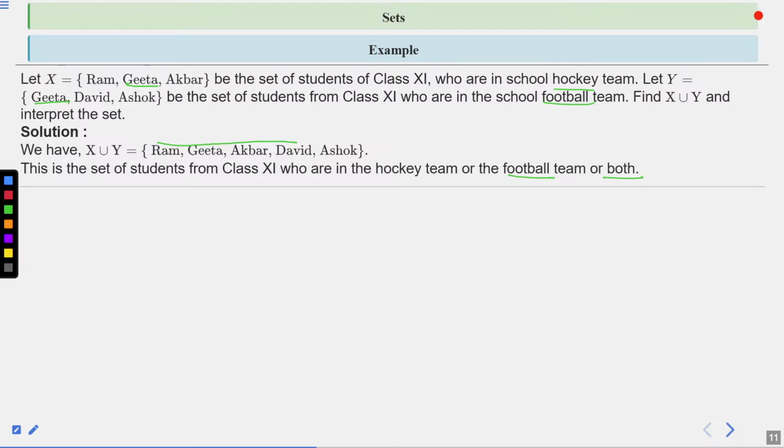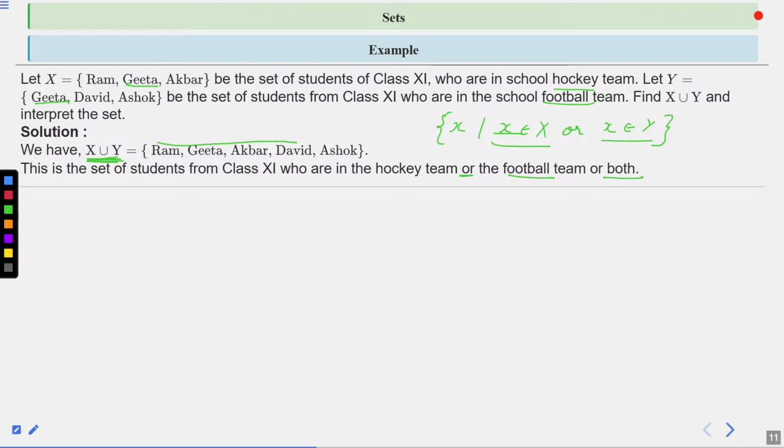So we used this because of the union definition. If you paid attention to the definition for this union, we said X union Y will be our set such that, if you try to write down its set builder form, it will be the collection of x such that x belongs to X or x belongs to Y. It might be possible that x belongs to both, which is already covered here.